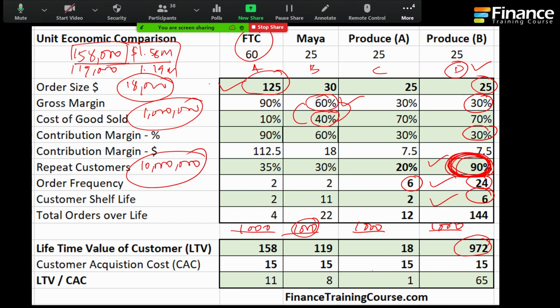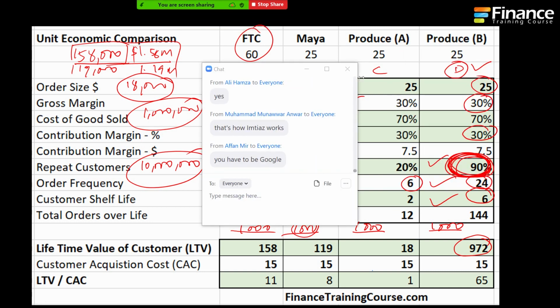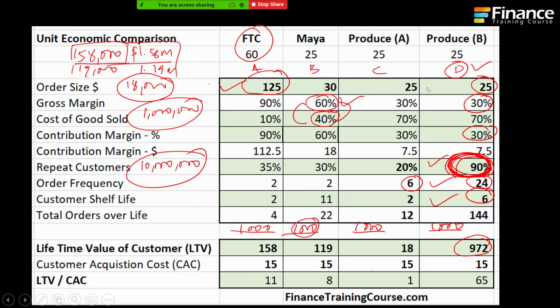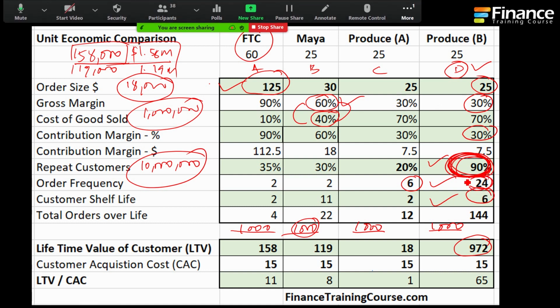A typical business in Pakistan cannot even think about having 90% retention. No, you don't have to be Google. You can do it, but you have to be devoted to customer quality, right? Then there is order frequency. Order frequency is basically a function of user experience. So if you get the UX and the UI right, you would find that customers come back. It's also a function of what business you're in, right?